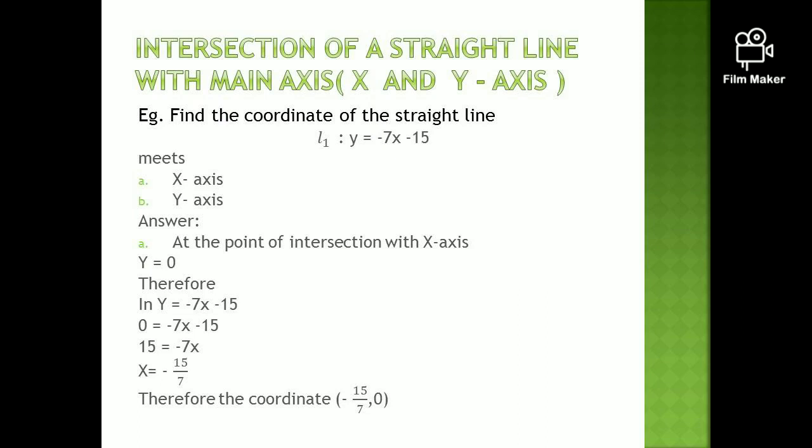That will give 0 equals minus 7x minus 15. If you simplify that, you will obtain the answer x equals minus 15 over 7. Now we know that the x coordinate is minus 15 over 7 and the y coordinate is 0. Therefore, you can write it as (minus 15 over 7, 0).